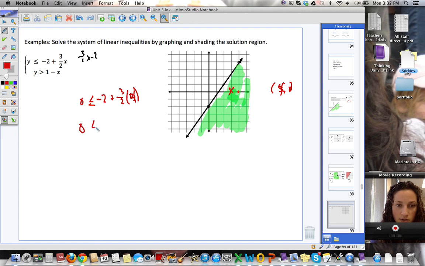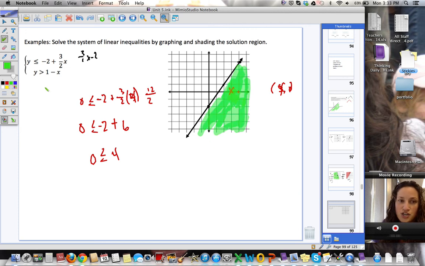So then I have 0 is less than or equal to negative 2 plus 3 times 4 is 12. 12 divided by 2 is 6. So negative 2 plus 6 is 4. Is 0 less than or equal to 4? Yeah. So I know that I colored in the right stuff. So if I want to, I can just color back over all of this. Yay, I was right. So that's where that one's shaded.